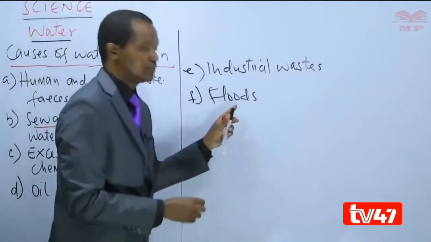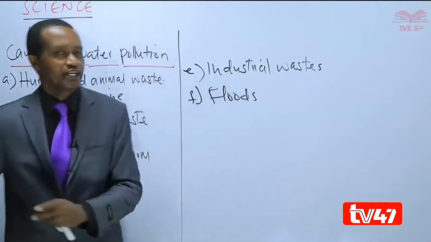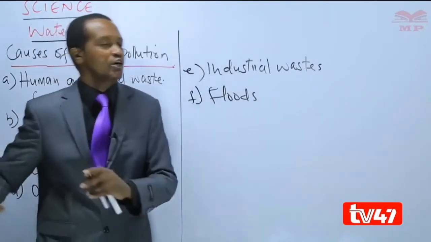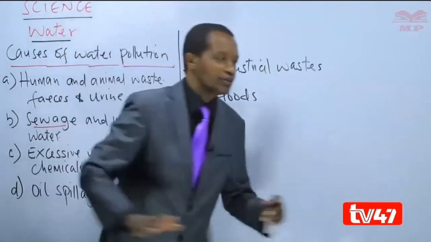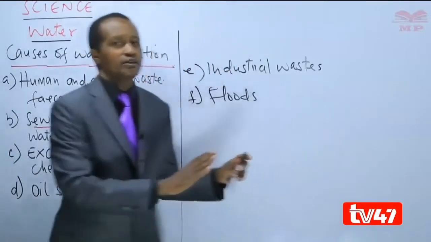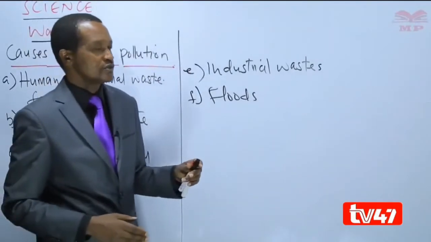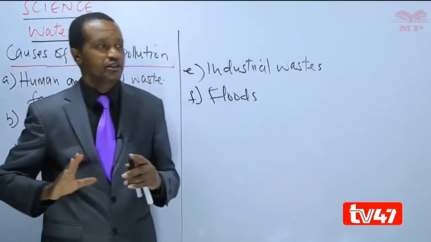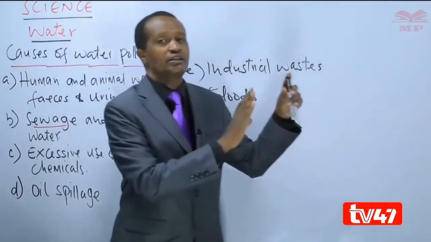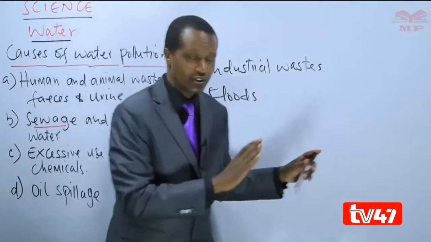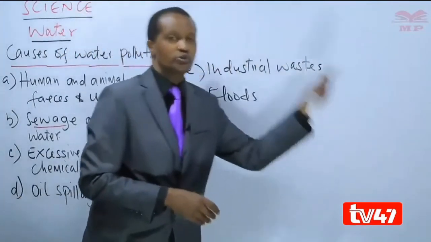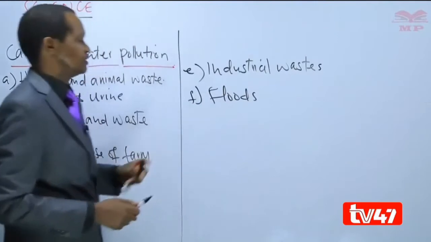Floods, I repeat: as water runs over the ground, it picks up and carries contaminants such as fertilizers, plastic bags, pesticides, human waste, animal waste, and many other pollutants. And floods, eventually we know, learners, will end up in rivers. That water will again end up in lakes and the ocean. So all this waste that is picked up on the ground finally finds its way into water bodies, which then leads to water pollution. That is number 6.